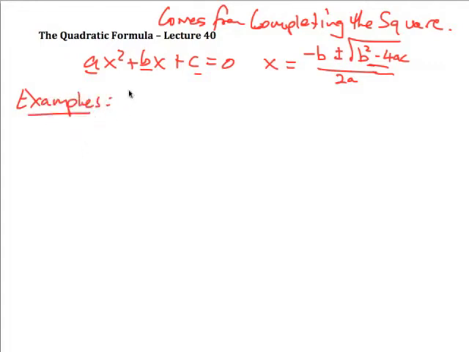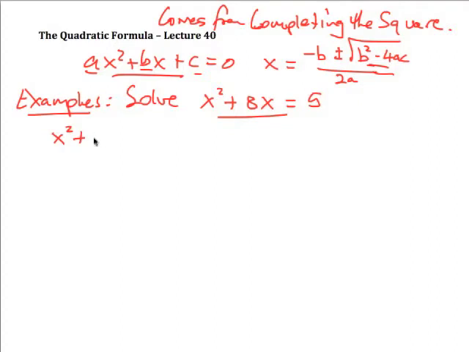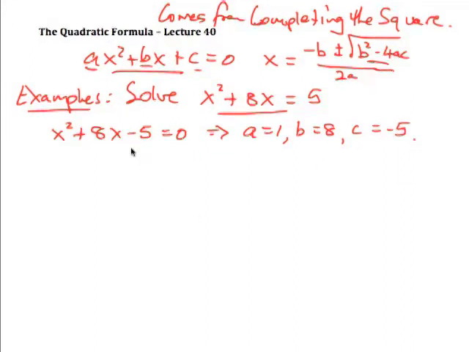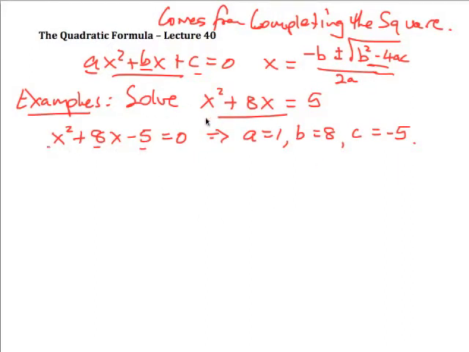Alright, let's suppose I want to solve x squared plus 8x equals 5. Okay? Step 1, get it into standard form. So we'd have to subtract 5 from both sides. So what we'll get here is x squared plus 8x minus 5 equals 0. So this implies that a is equal to 1, b is equal to 8, and c is equal to negative 5. That's simply by matching up the numbers in front.